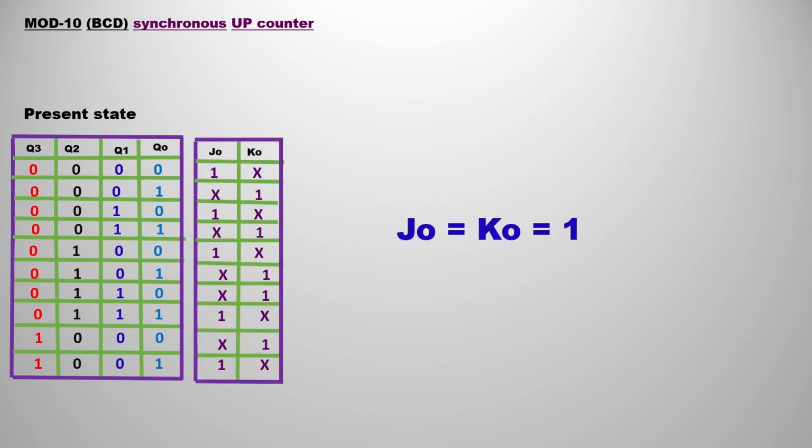Finally, for the fourth flip-flop, the inputs, that is J0, K0, can be easily obtained because all the terms are just ones and don't cares. So instead of having the K map, we can simply say that J0 and K0 are 1 because all are 1 and don't cares.